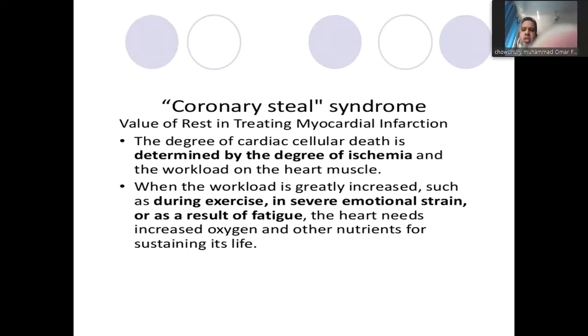Now, coronary steal syndrome. There is value of rest in treating myocardial infarction. The degree of cardiac cellular death is determined by the degree of ischemia and the workload on the heart muscle. When the workload is greatly increased, such as during exercise or severe emotional strain, the heart needs increased oxygen and other nutrients for sustaining its life.